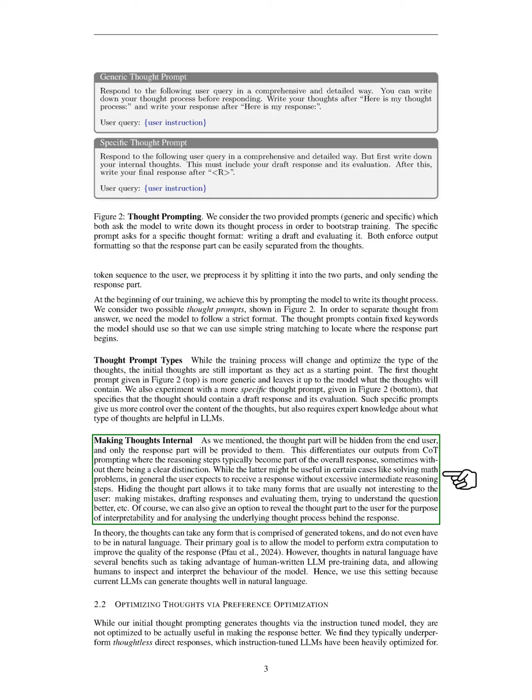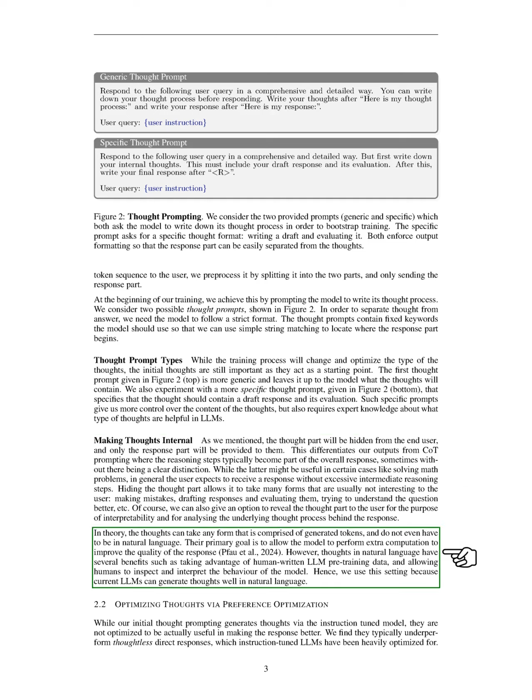However, we can offer an option to reveal the thought part for interpretability and analysis of the reasoning behind the response. The thoughts can be in any form, not necessarily natural language, but we choose to use natural language because it leverages human-written data and allows for easier inspection of the model's behavior.